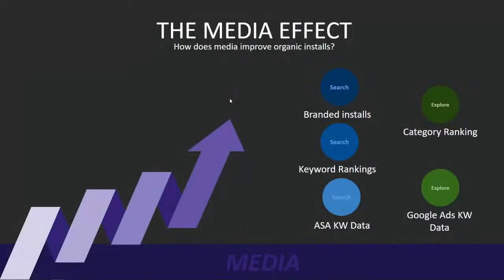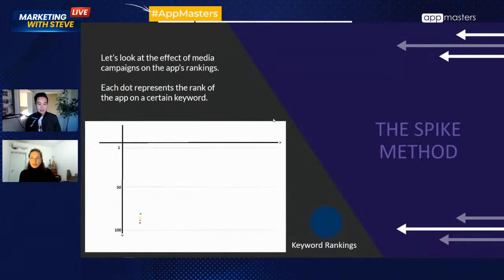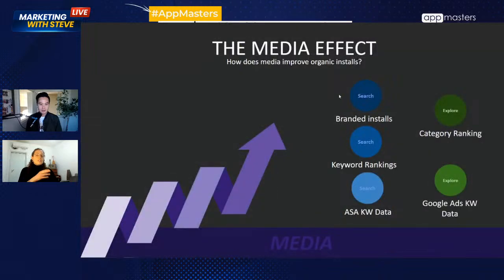Okay, let's talk about the spike method. The spike method gives us a little bit of insight into how media affects keyword rankings. Okay, let's go into it. So what is the spike method? We would use a very short, very strong media campaign, sometimes even 2 or 3 days is enough to get the keywords to rank. And then we would stop the campaign. We would still keep the rankings and we would get more installs.